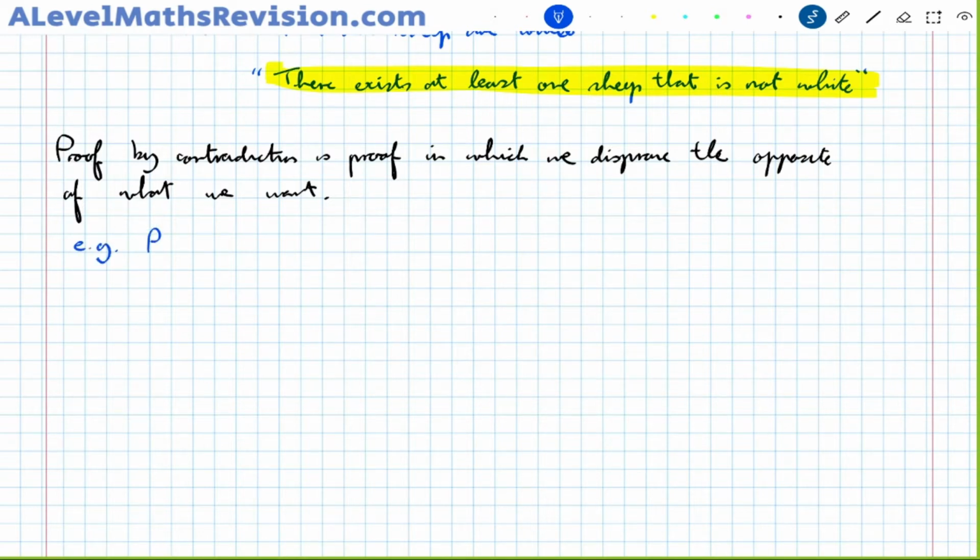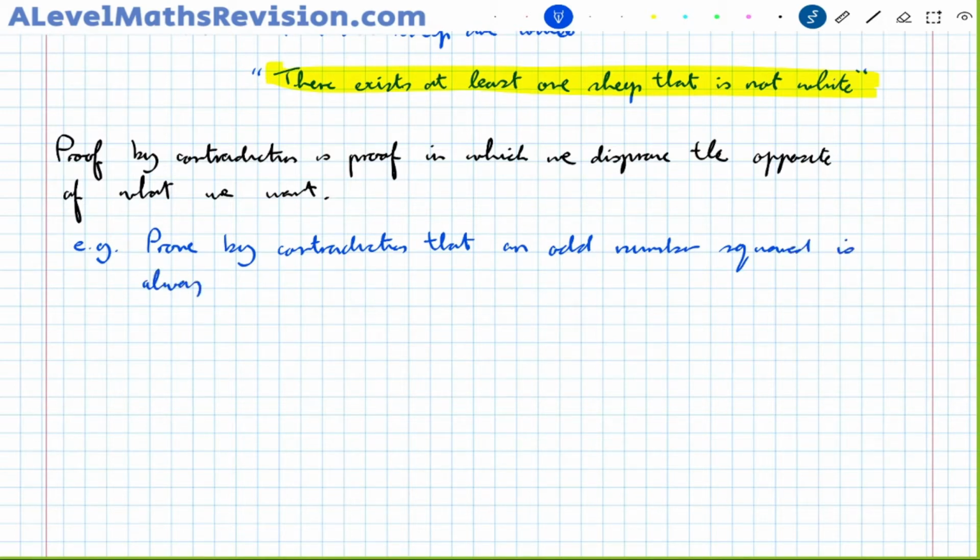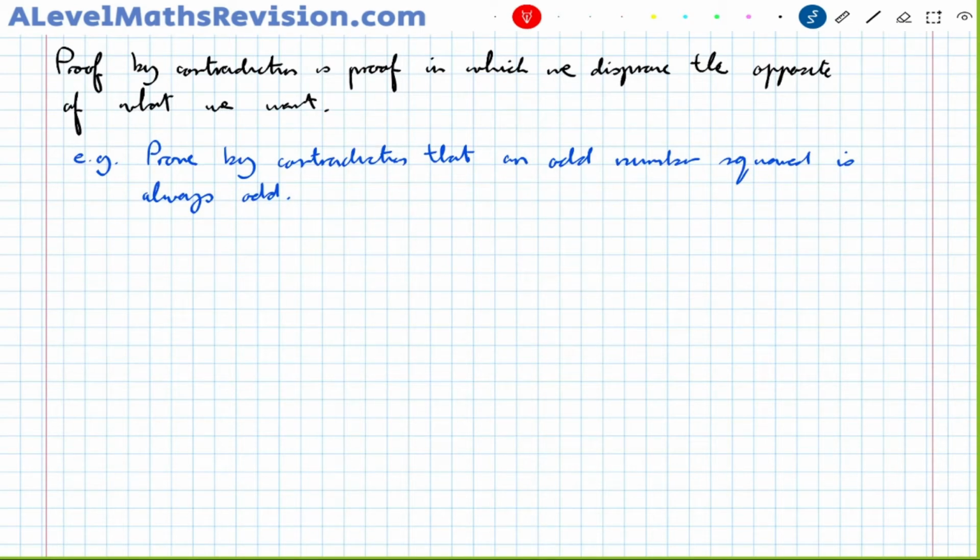E.g., prove by contradiction that an odd number squared is always odd. And these are the set of steps every time that we're going to have to go through. So step 1, and there's often a mark for this in an exam, assume the converse of what we're trying to prove is true.